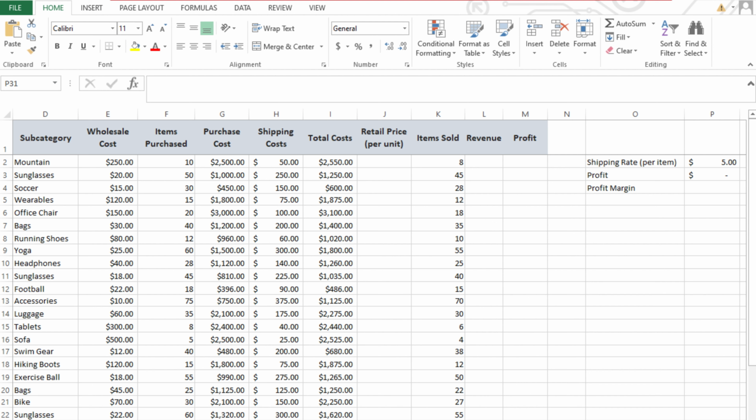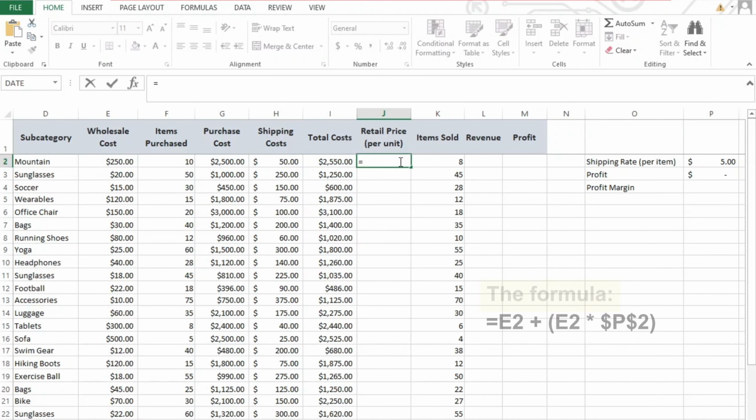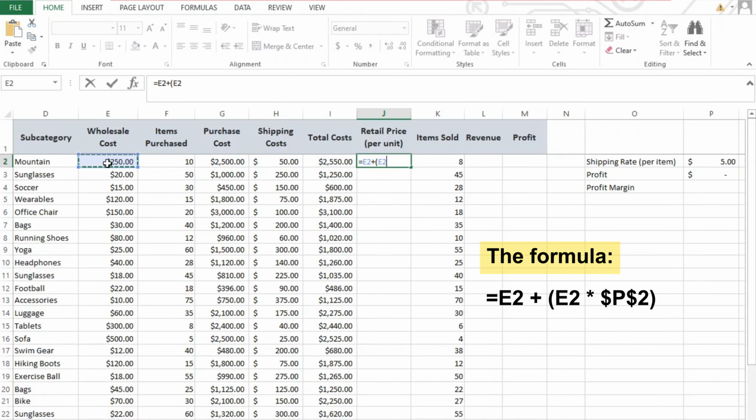Here's how we will craft this formula. Firstly, we will calculate the total cost to be covered by the retail price. This includes the wholesale cost of the item located in column E and the shipping cost for the individual item, which is 5% of the per item cost, referenced by the cell P2. The formula will look like =E2+(E2*$P$2).